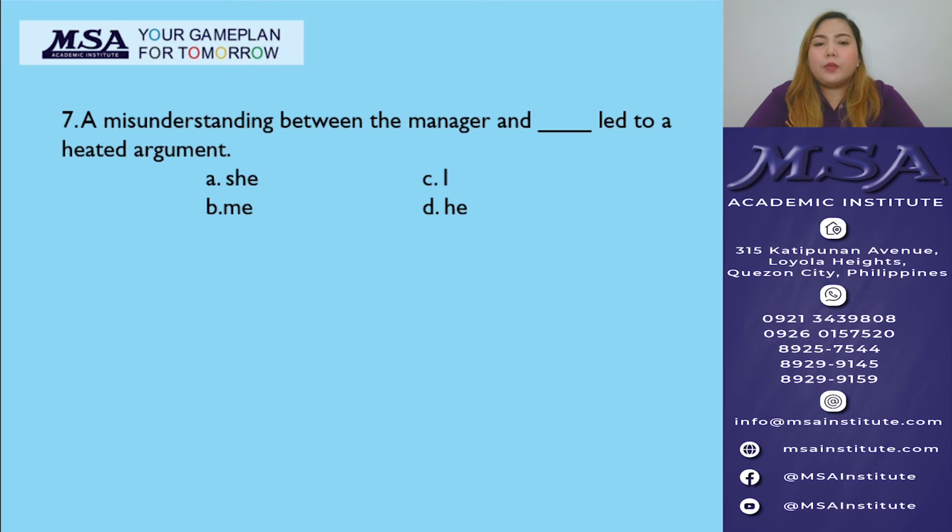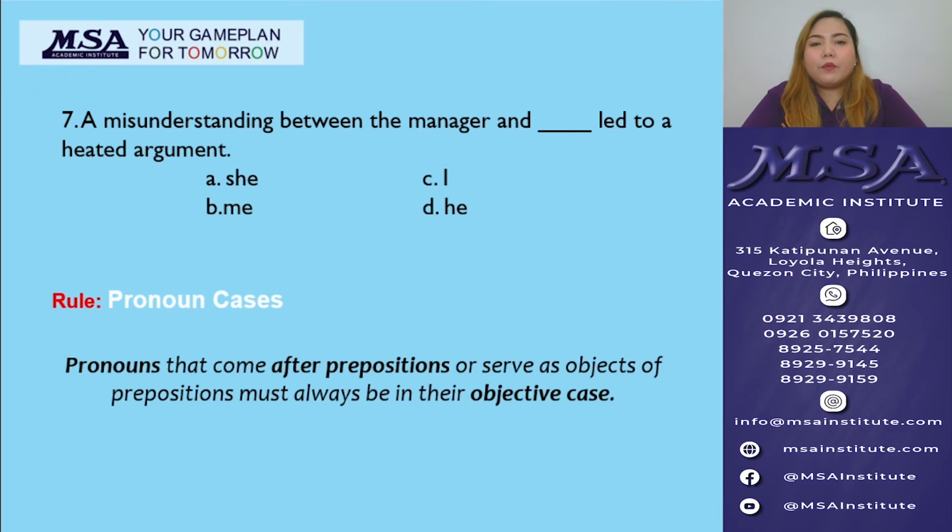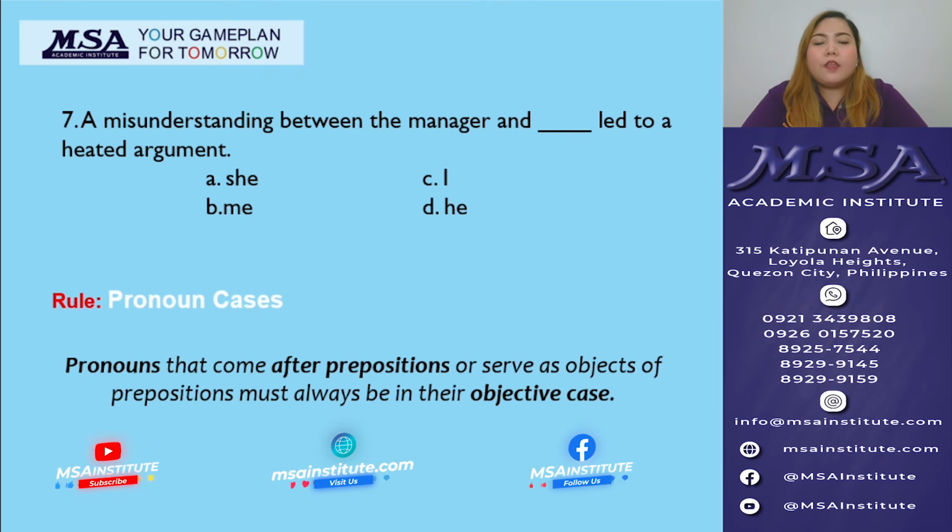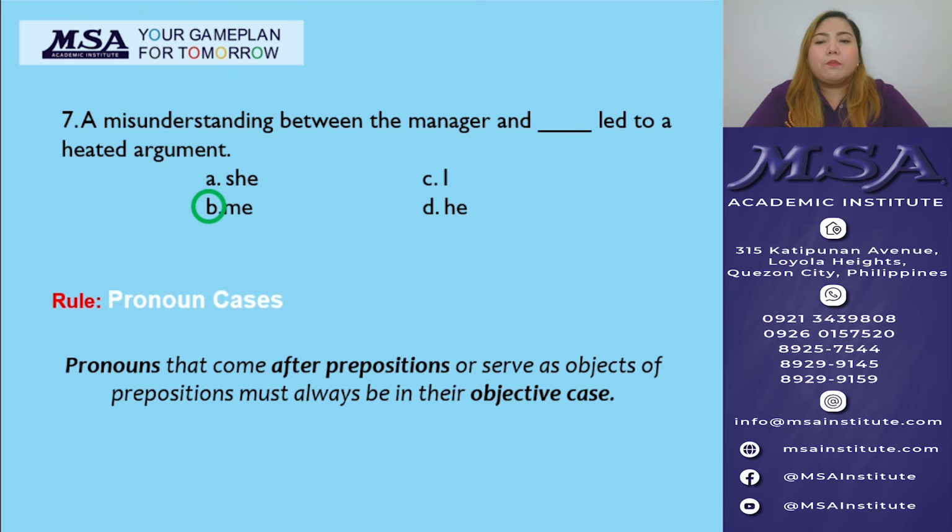For number 7, we have our first sentence completion item. Remember, you have to recall the grammar rules that apply on the missing part of the sentence. In this case, it's obviously a pronoun. The rule that you have to remember on this one would be the rule on pronoun cases. Remember, pronouns that come after prepositions that function as objects of prepositions must always be in their objective case. Therefore, the correct answer in this sentence is letter B, bravo. It should be between the manager and me.